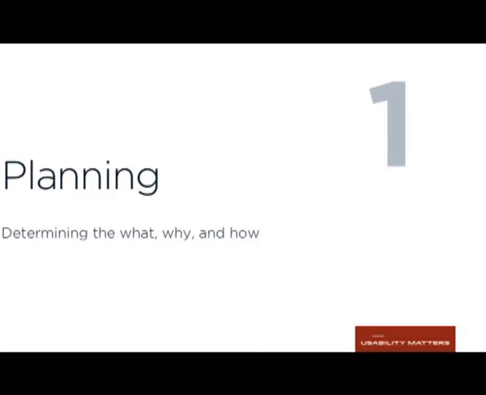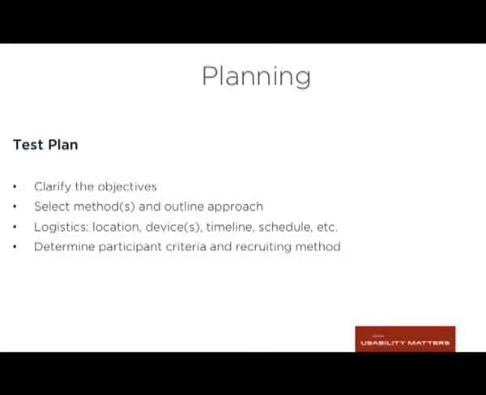So we always write a test plan, even if it's just a series of paragraphs in an online collaboration space like Basecamp. But more often it's a slightly more formal document called the test plan, and it gets approved before we start to book people and facilities. The main elements of the test plan are the objectives, as I mentioned, selecting methods and outlining the approach, the logistics such as location, device, timeline, etc., and determining the participant criteria and recruitment method. And I'm going to talk about each of these starting with the objectives.